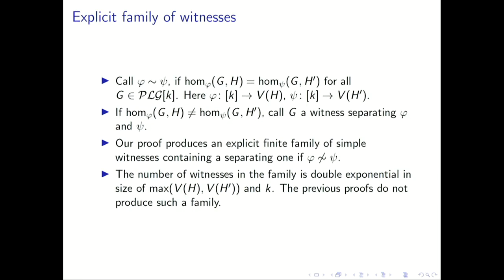So our proof actually produces an explicit finite family of simple labeled graphs. We call them witnesses, such that one of them will separate phi and psi in case the maps are not equivalent. The number of witnesses to check is double exponential in the combined size of h, h prime, and k. Thus our proof is fully constructive.